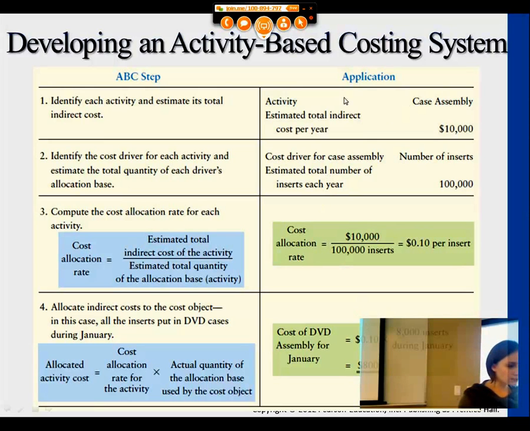All of this was my estimate. I found the cost allocation rate by computing the estimates. But my allocated activity cost is my actual quantity of the allocation base used by the cost object. So I'm taking an actual number and multiplying it by estimates.